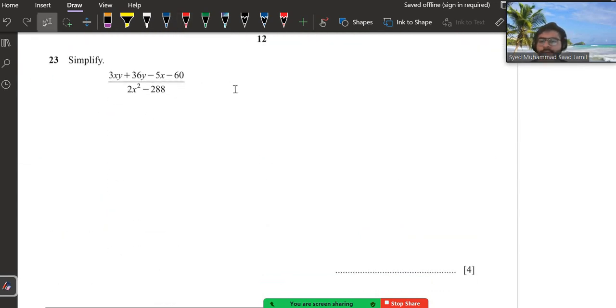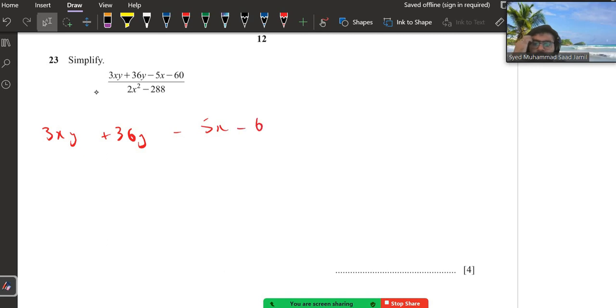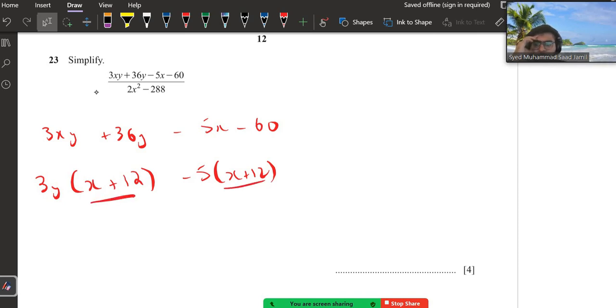Simplify. Alright, let's simplify this question over here. First, write down the equation 3xy plus 36y minus 5x minus 60. Take common. We will take 3y as common. And the remaining will be x plus 12, 3 12s is 36. Take minus 5 as common. The remaining will be this, x plus 12. x plus 12 is common. x plus 12 and 3y minus 5.